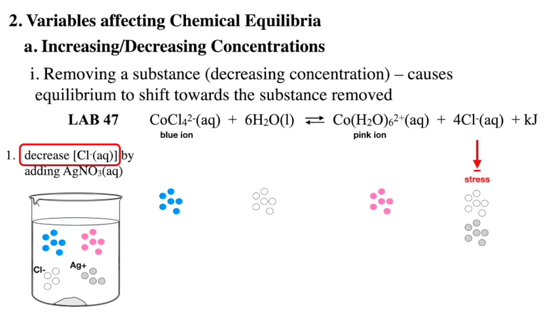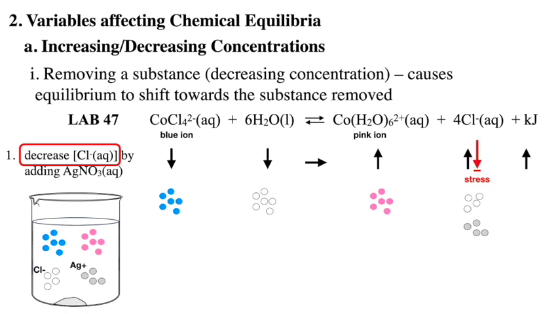So let's watch it. There's my stress. I've added AgNO3, which causes us to shift to replace. So it should turn pink, up, up, up, down, down. This thing should turn pink. I would get the pink ion up and the blue ion down, and here's why.